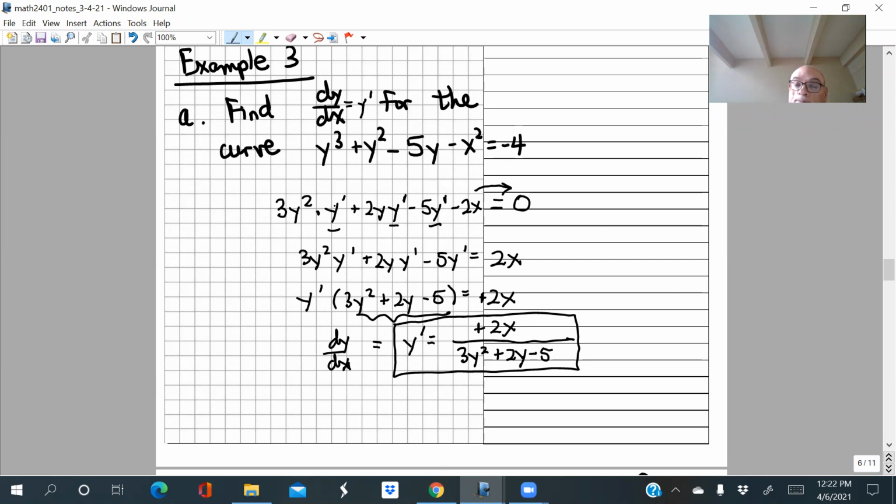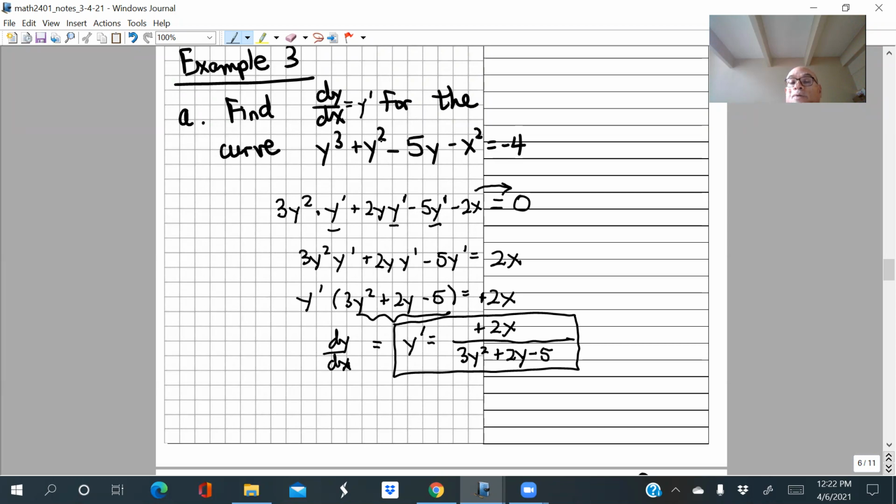The reason the chain rule comes into play is because y is not the input variable here. Y is the output variable. X is the input variable. So when you differentiate y cubed, the chain rule is required to carry out the differentiation properly.